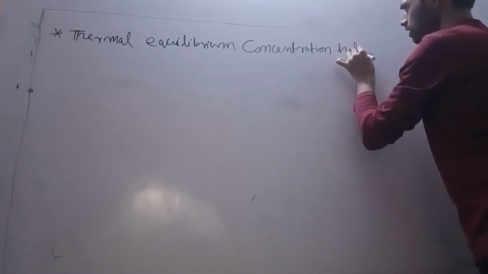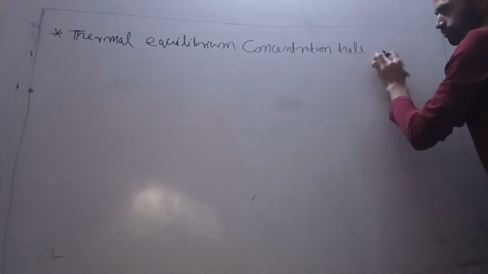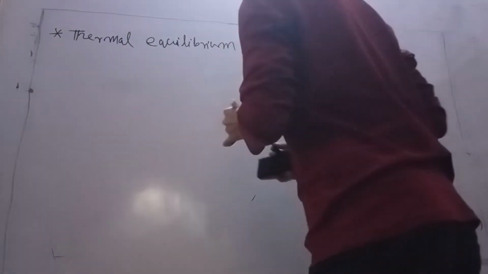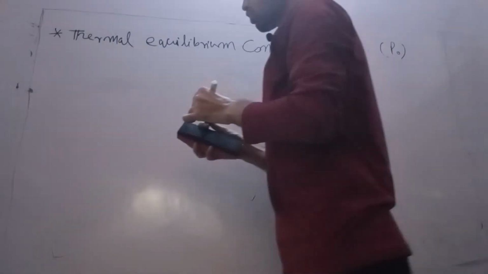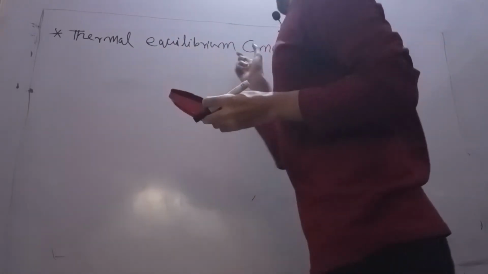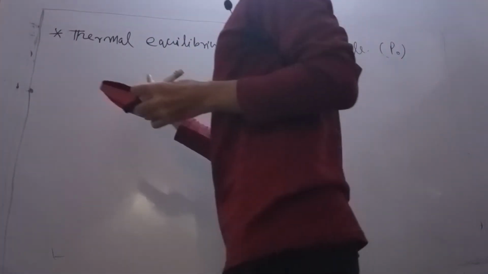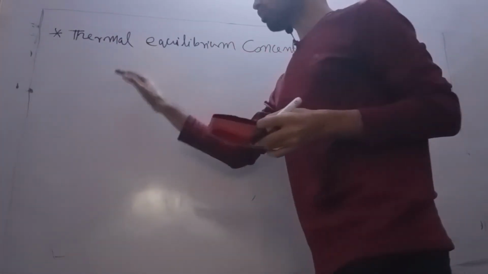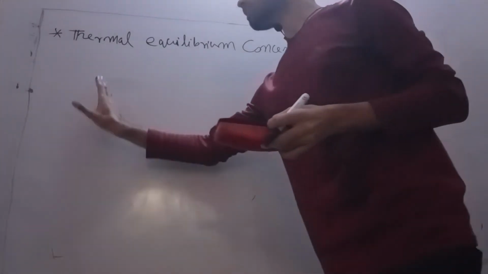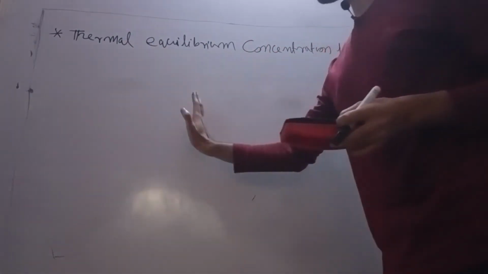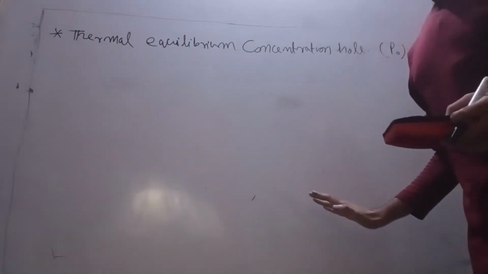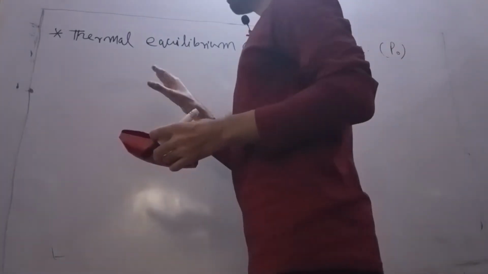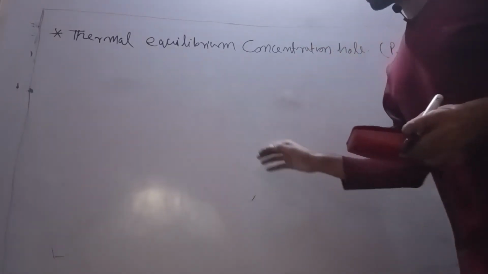Okay, thermal equilibrium concentration of hole is nothing but P naught. So this means what? Thermal equilibrium concentration of hole means the total number of holes that are available in the valence band per unit volume. It may be per cubic meter or per cubic centimeter.